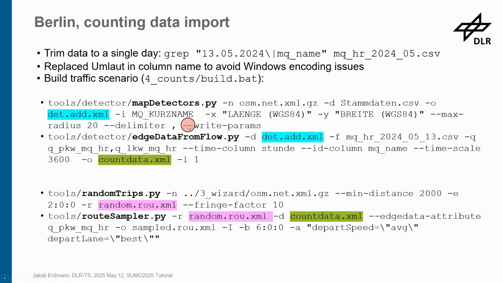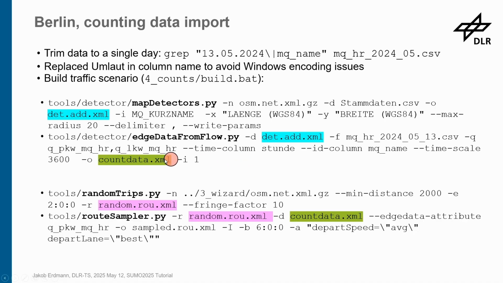And the second tool we run is called Edge Data from Flow. This is the CSV file with the hourly counts, and we have to set all kinds of options just to tell it what the columns are named and what timing is actually in that. So it could be data for 5-minute intervals, but in this case we know it's hourly. So at some point we have to say one data point corresponds to 3,600 seconds. So this is the time scale here.